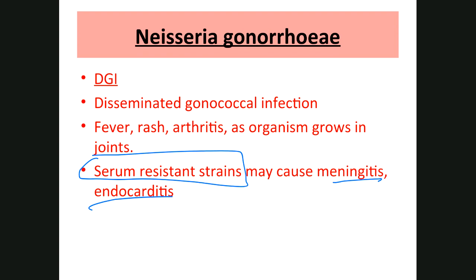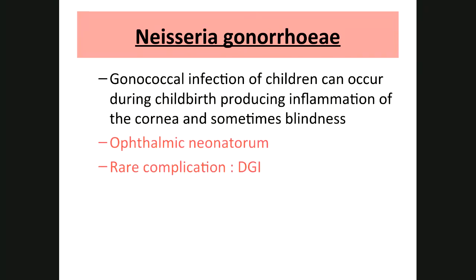Another condition the organism can cause is called ophthalmia neonatorum. This is a condition of babies who are born from a mother who has gonorrhea. The baby goes through the birth canal and is exposed to gonorrhea, and that may lead to a gonorrhea infection in the eyes that may cause blindness. This is the reason why all babies, when they're born, are given a dose of antibiotics on their eyes to prevent ophthalmia neonatorum.